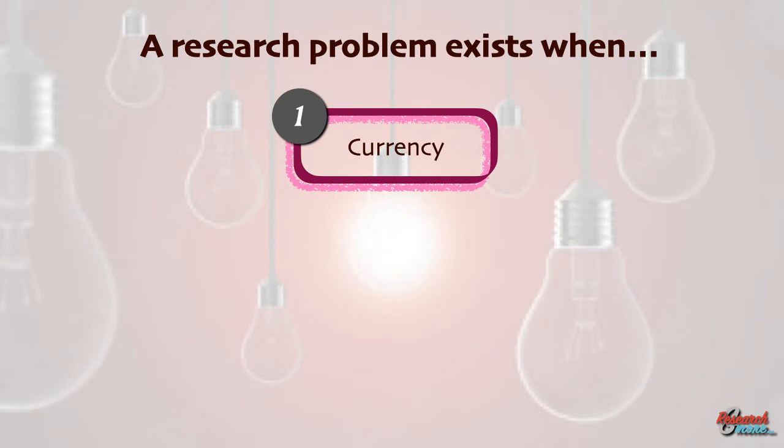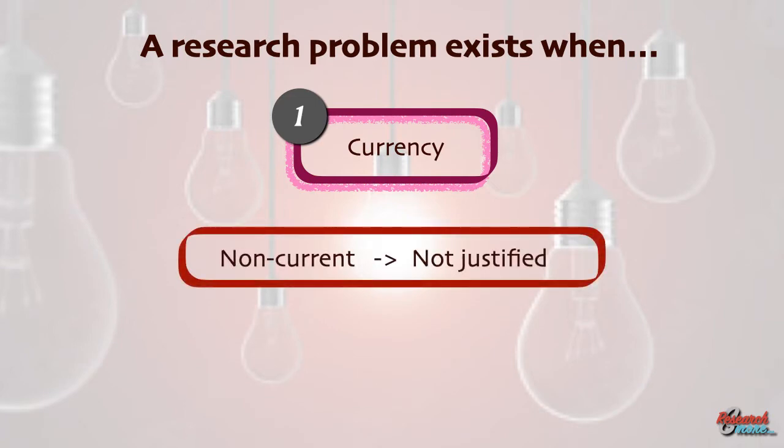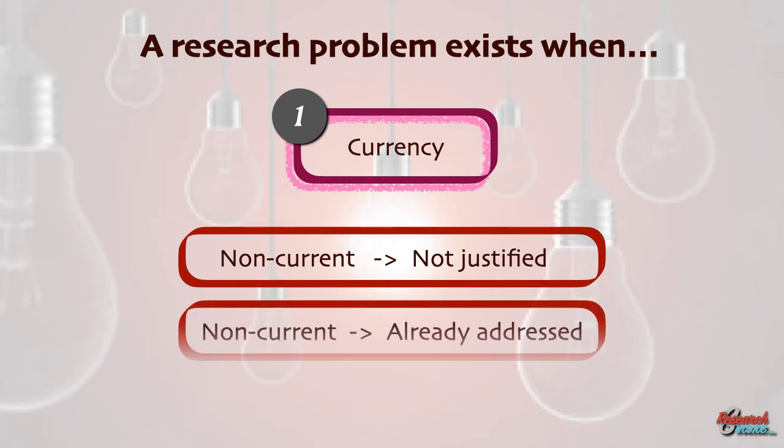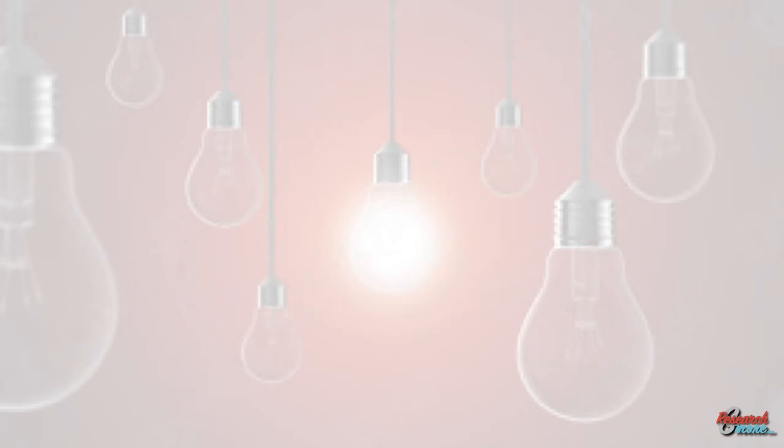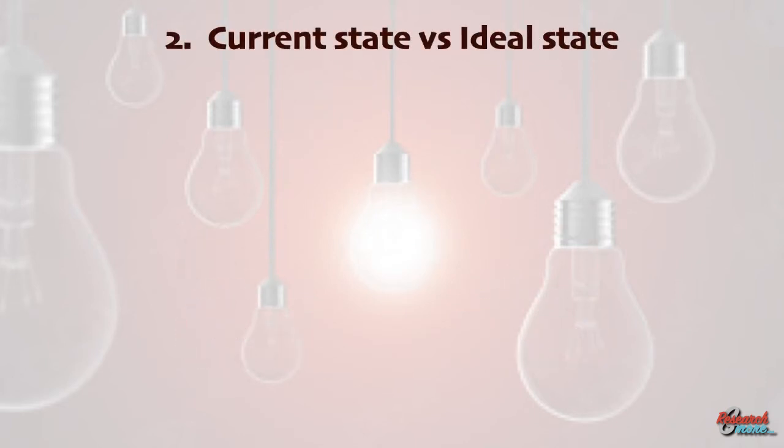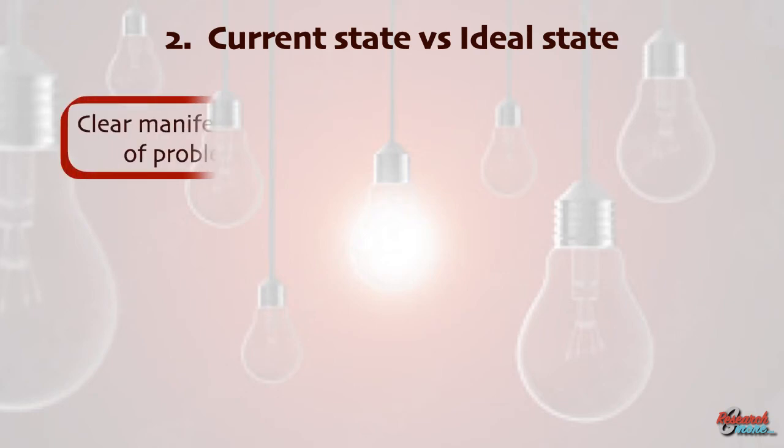A problem that is not current may not provide a good justification for research, as there is a high chance that the problem would already have been addressed by past researchers. What does it mean when current state of affairs differs from the ideal state? It means a research problem exists when there is a clear manifestation of the problem within a particular organization, industry, or context.